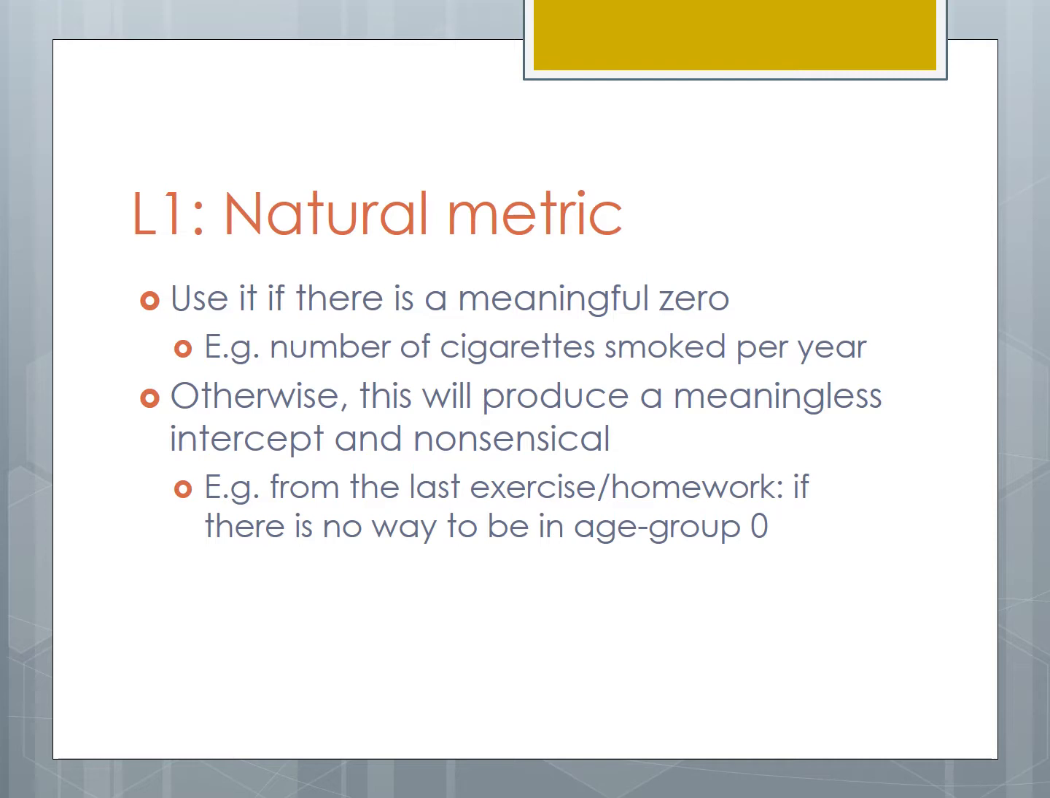So the natural metric, when do you use this? You use it when there is a meaningful zero. For example, number of cigarettes smoked per year. Otherwise, you will produce a meaningless intercept and nonsensical effect. So from the last exercise and homework, there is no way that anybody can be in age group 0. So there is no meaningful 0 age group.